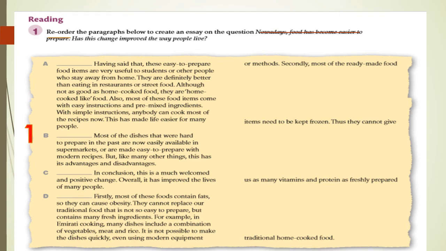Most of the dishes that were hard to prepare in the past are now easily available in supermarkets or are made easy to prepare with modern recipes. So here, just starting, beginning, introduction. Then number two, we will start now talking. How is it now easy? Firstly, this is the signaling language. Firstly, it means that number one.